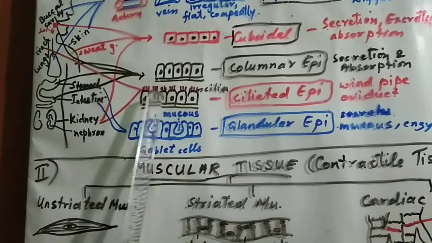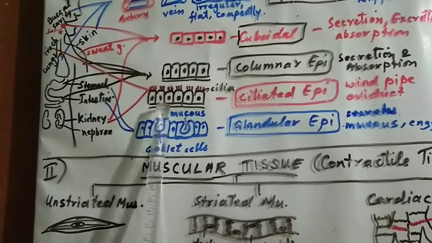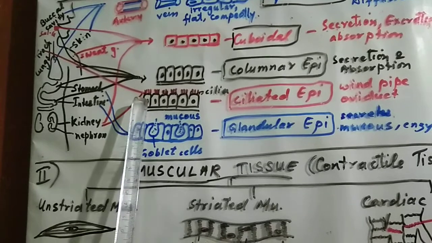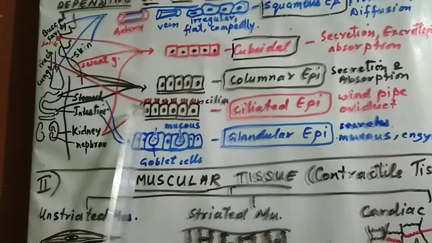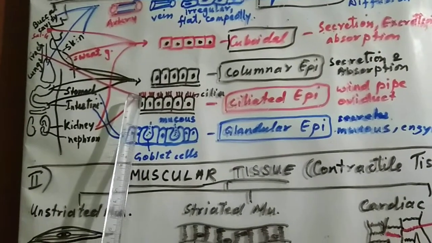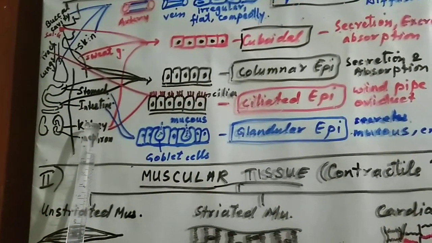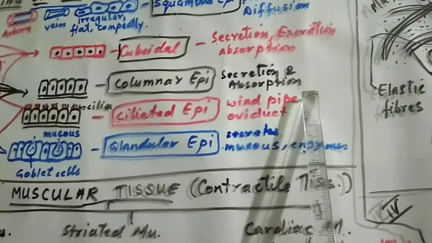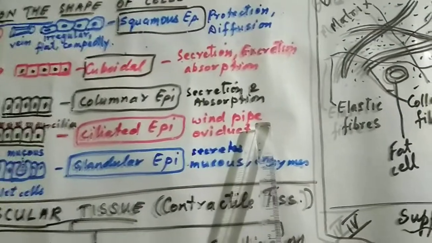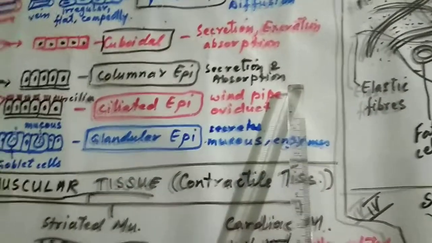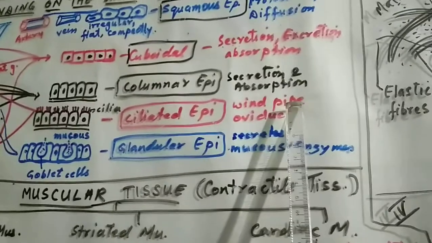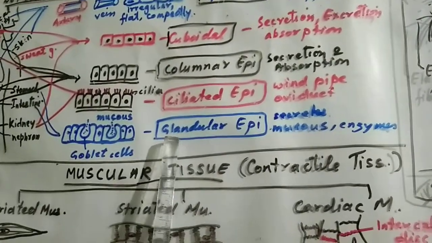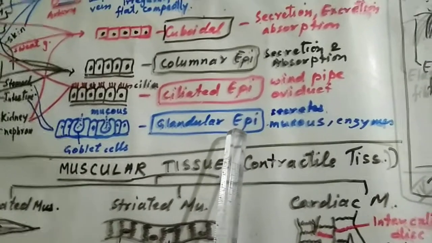The next is ciliated epithelium. Ciliated means small hair-like cilia are present on the cuboidal epithelium. What is their main function, or where are they located? So they are generally found in the trachea. They are also found in the kidney, as well as in some parts of the lungs. As they are present in the windpipe and oviduct, they help to purify the air by removing dust particles passing through it.